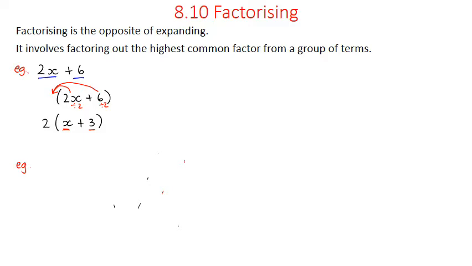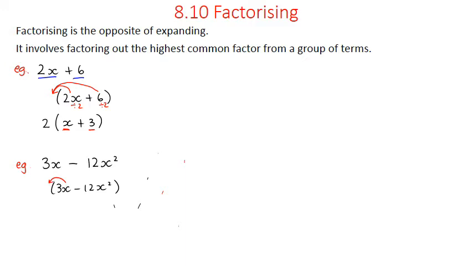Try another one. 3x minus 12x squared. So once again, imagine that it's in a bracket. Now, our highest common factor, well, we can factor out a 3, because 3 goes into 3 and 3 goes into 12, but we can also factor out an x, because they both have x terms.